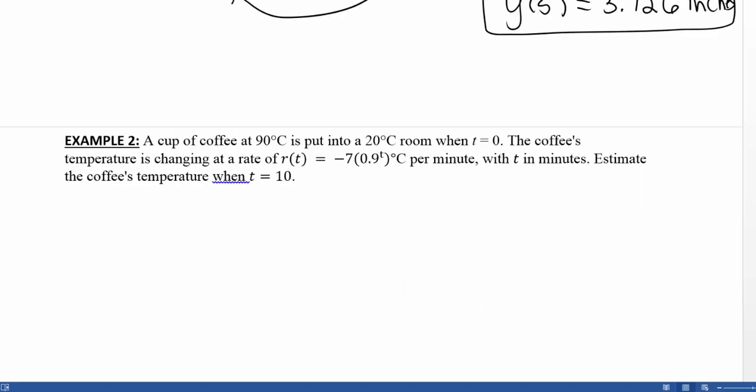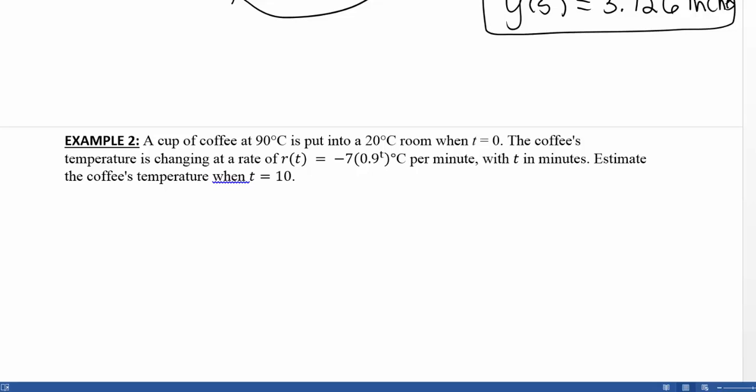Example 2. A cup of coffee at 90 degrees Celsius is put into a 20 degrees Celsius room when time equals 0. The coffee's temperature is changing at a rate of R of t equals -7 e to the 0.9 t degrees Celsius per minute, with t in minutes. Estimate the coffee's temperature when t equals 10. So t equals 10 is going to be 10 minutes after the coffee has been placed in the room.